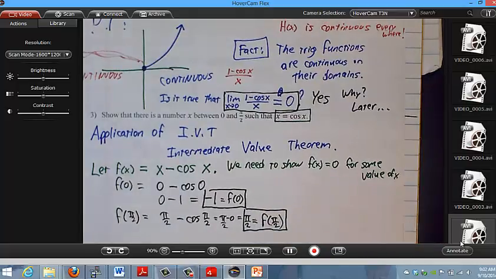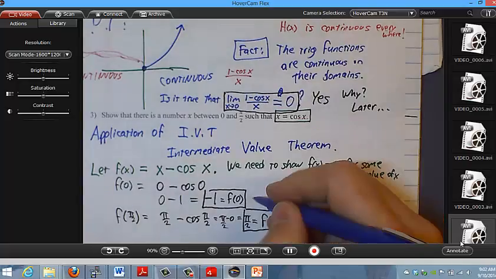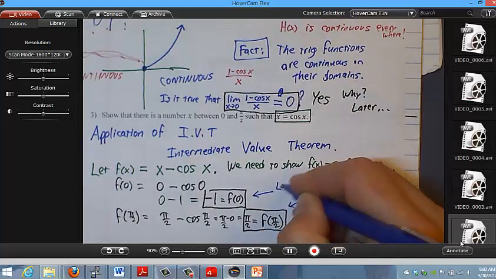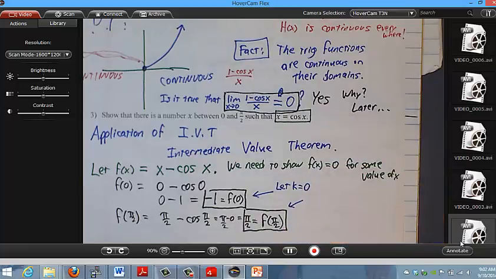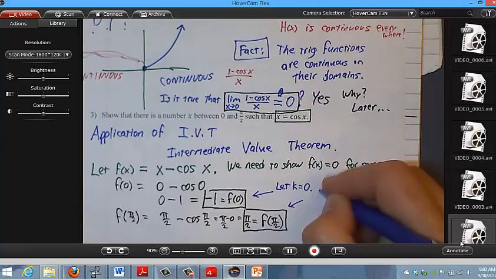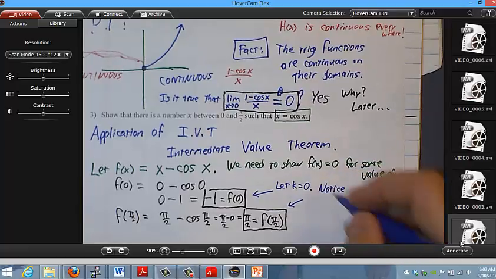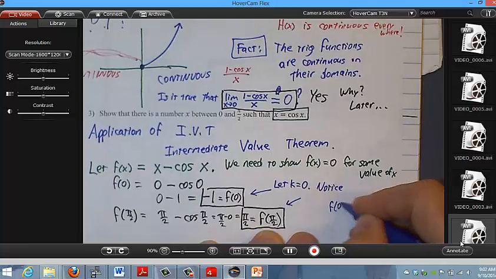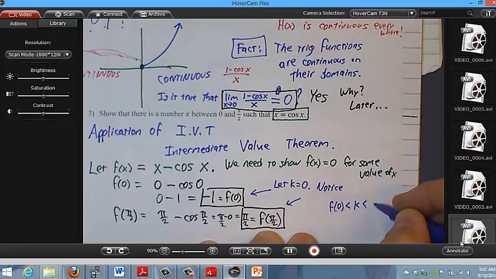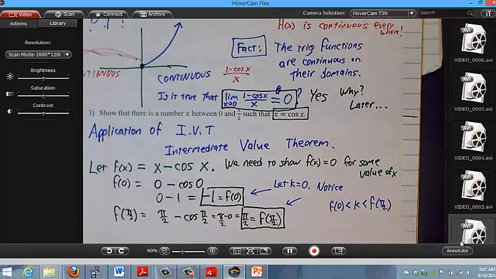And I'm going to say one more thing. Let k equal 0. Notice that f of 0 is less than k, and that's less than f of pi over 2. Right? This is the a and the b. The a is going to be 0, and the b is going to be pi over 2. And we're going to show that somewhere on there, the value goes somewhere between negative 1 and pi over 2. Somewhere it has to equal 0. We've got it. Oh, we almost have it.